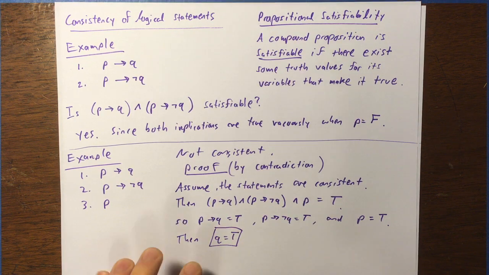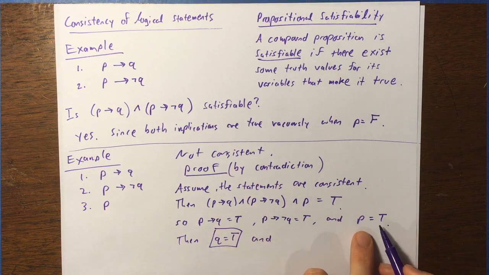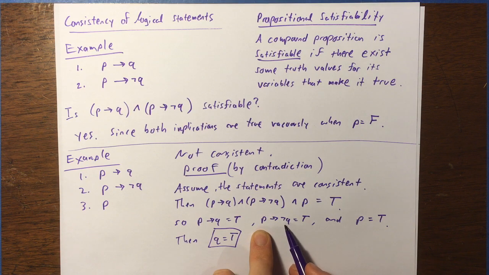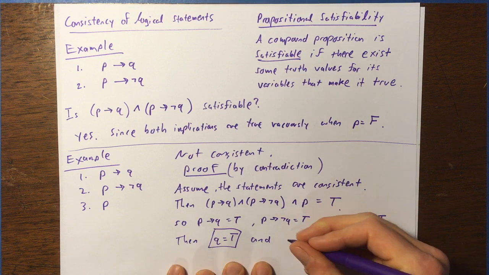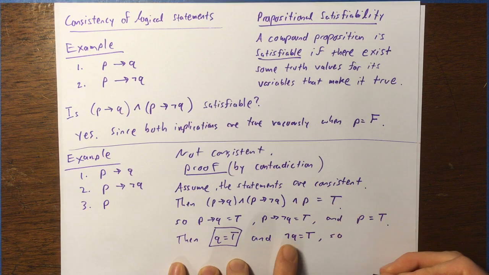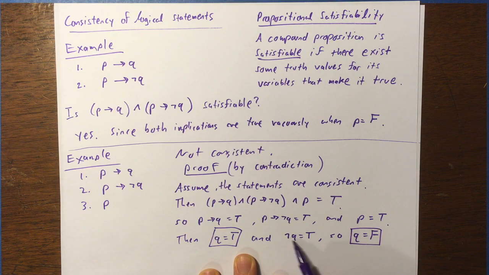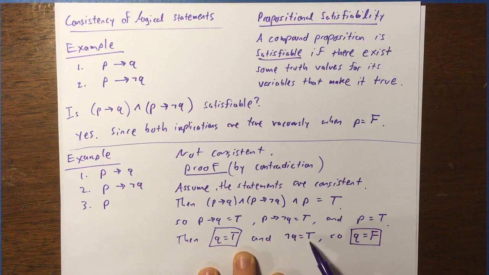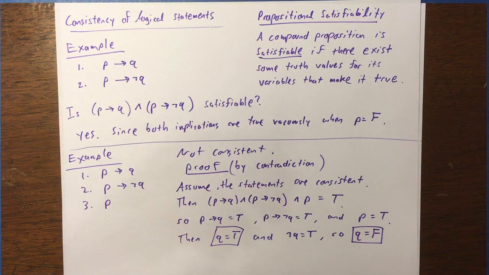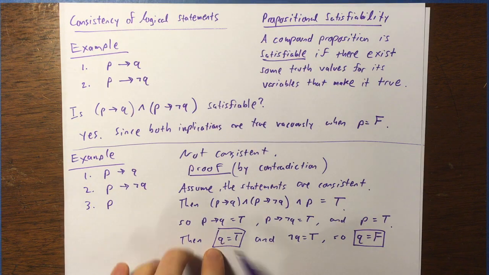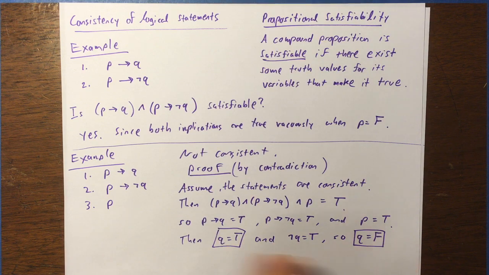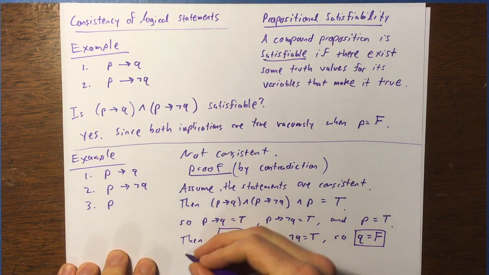I'm going to put a box around that, okay? And also, if P is true and this implication, P implies not Q, is true, well then not Q must be true by the same reasoning. Not Q is true. So if not Q is true, Q is false, right? Because the negation of Q has the opposite truth value to Q itself. So we've just concluded, by the assumption that these are consistent with one another, that Q is true and also that Q is false. These can't both happen at the same time. The law of the excluded middle says that a proposition has to be either true or false, not both and not neither. So there's no possibility that we can have these. This is a contradiction.